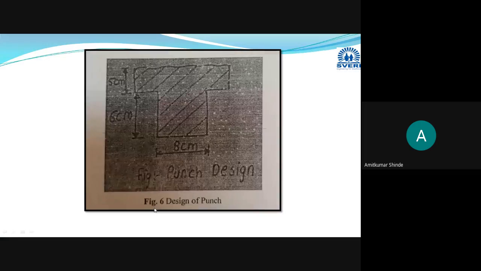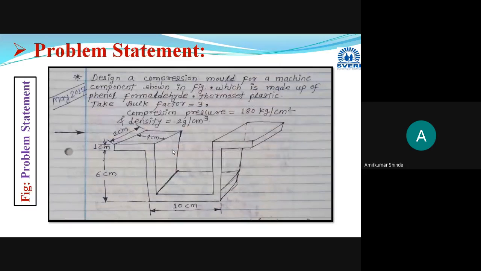Then the last point is the design of the punch. The design of the punch depends on the depth and thickness, whichever is required, depending on your numerical. You can mention these points as X, Y, Z. Here I have just taken them from the numerical itself. Depending on your actual numerical, it will vary, and we will take this numerical. Please draw this diagram. I will wait for 1 minute, and after that we will discuss the different points in the design of a compression mold.